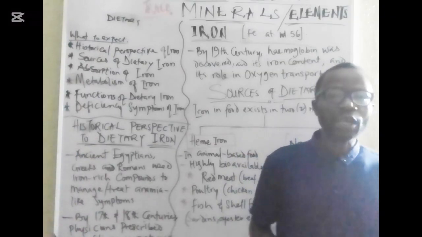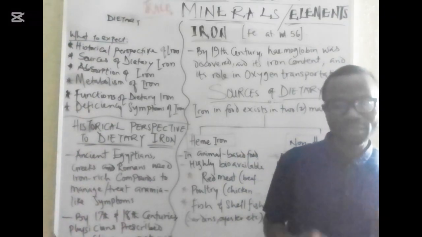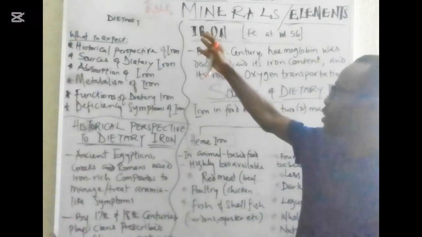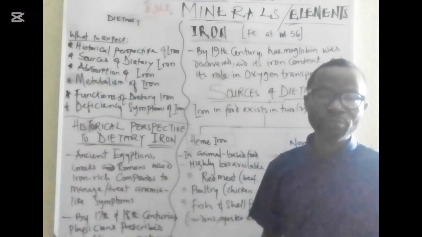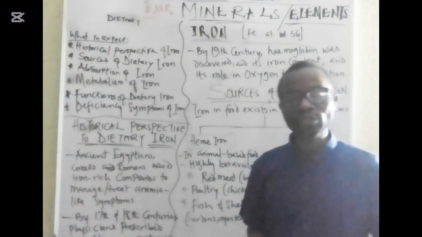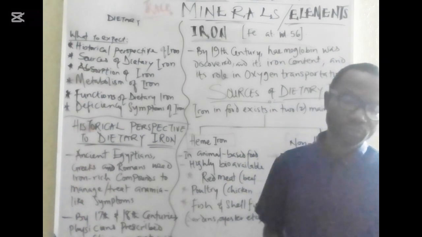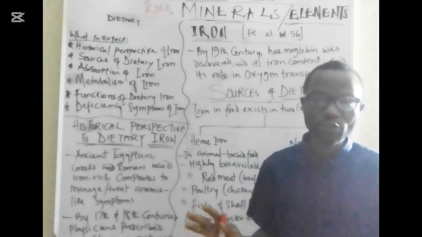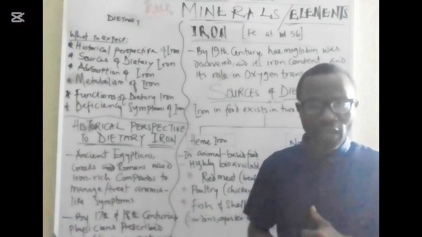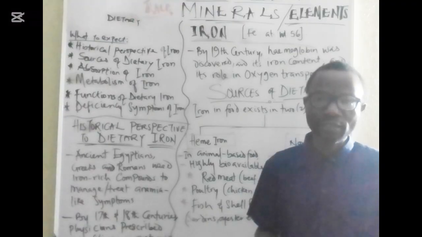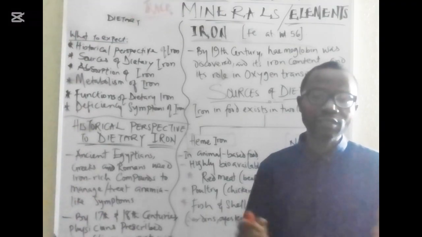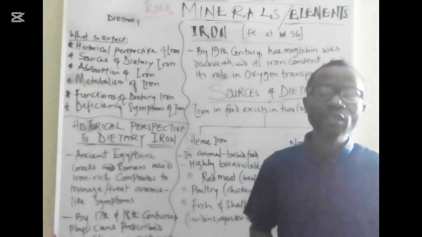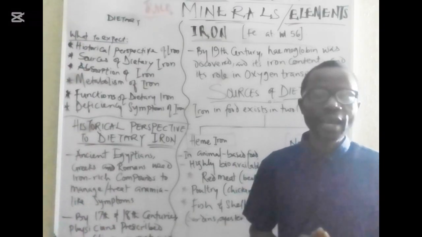Now, we've already started with minerals. We've concluded the major minerals. And today we'll be looking at, we're starting with the trace minerals or trace elements. Just going back a bit, we started with dietary calcium, which is the most abundant mineral in the body, and then we looked at potassium, phosphorus, sodium and sulfur. Now, if you missed this video, please check the previous videos.